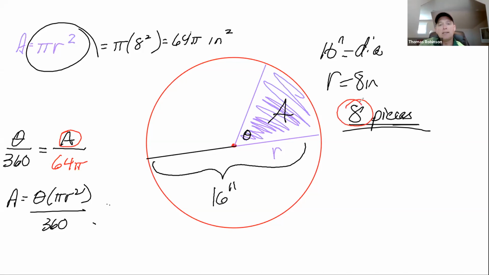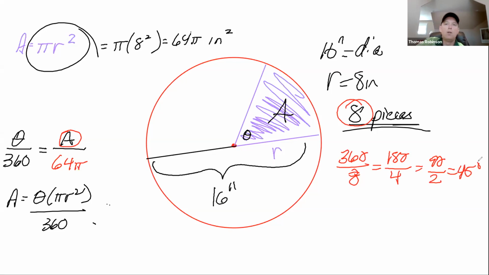If there's 8 pieces, that means I've got to cut 360 degrees into 8 equal angles. Remember how that works out? 360 divided by 8 is 180, divided by 4 is 90, divided by 2, 45 degrees. So I can take this right here and write 45 degrees.